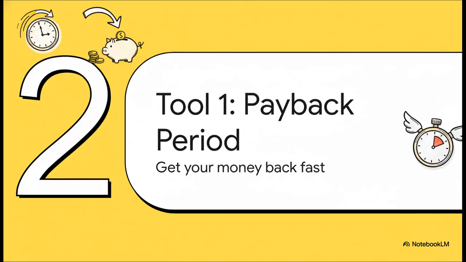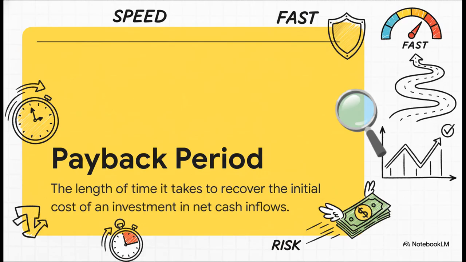Okay, time to grab our first tool from the kit. This is the payback period. It's the simplest of the bunch, and it's all about answering one really basic question: how fast do we get our initial cash back? So here's the thing you've got to remember about this one. It's not about how profitable the project is overall. It's all about speed. It's a quick and easy way to gauge risk. Because hey, a project that pays for itself faster just feels less risky, right?